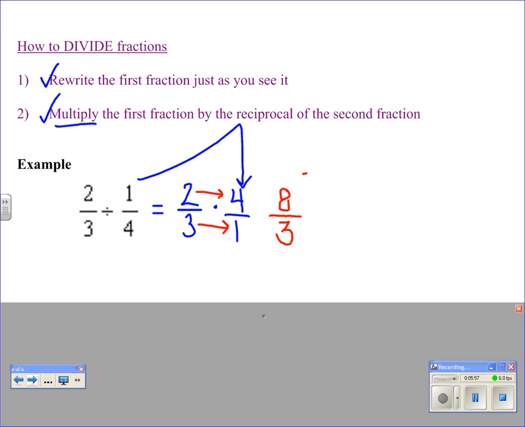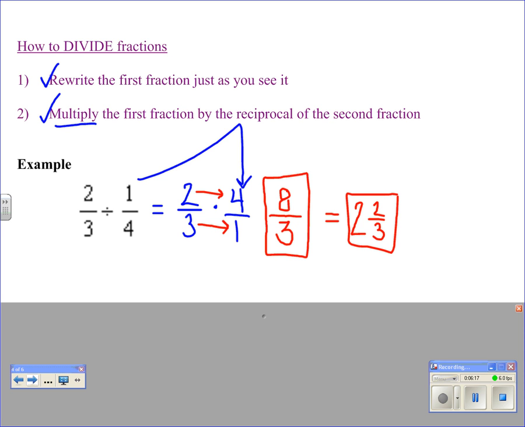Again, depending on who your teacher is, they might say you can leave it as an improper fraction for the time being. If not, 8 divided by 3 as a mixed number would be 2, and then 2 left over, so 2 and 2/3.